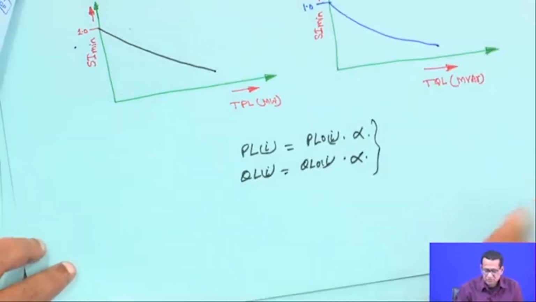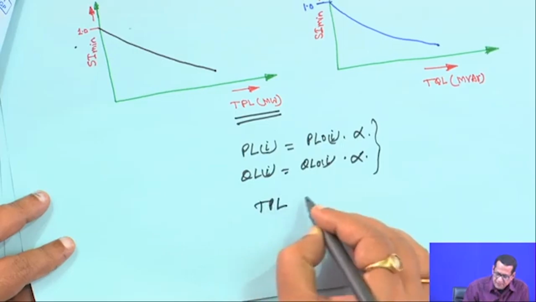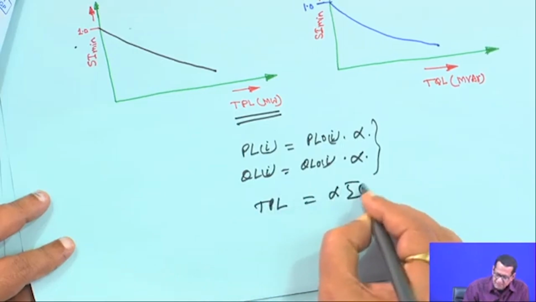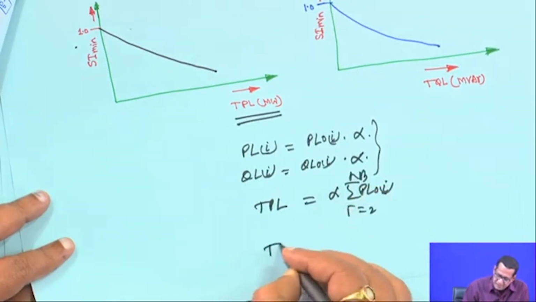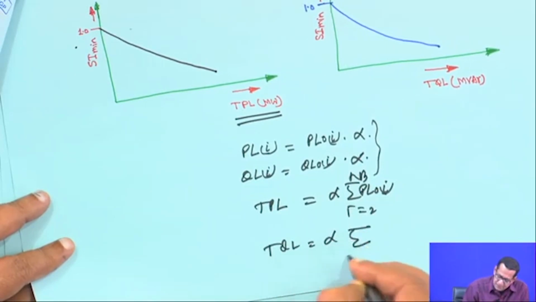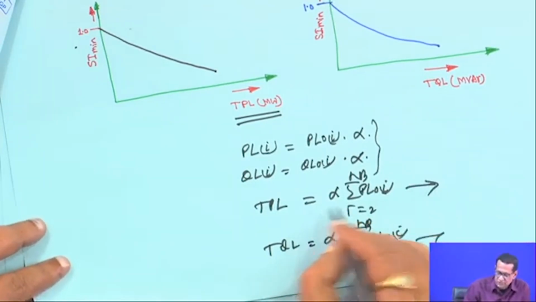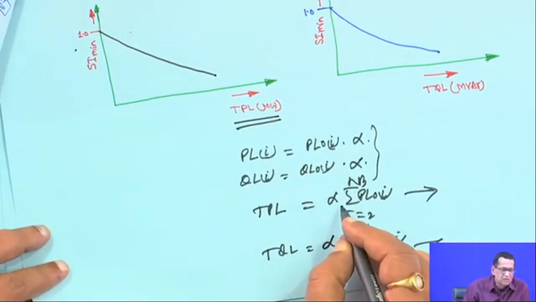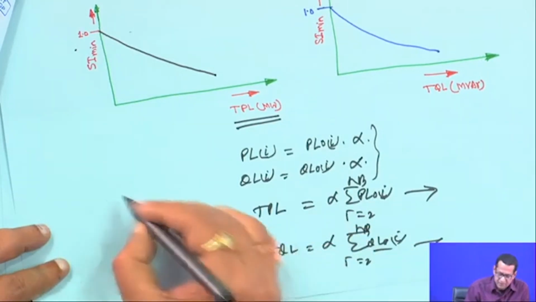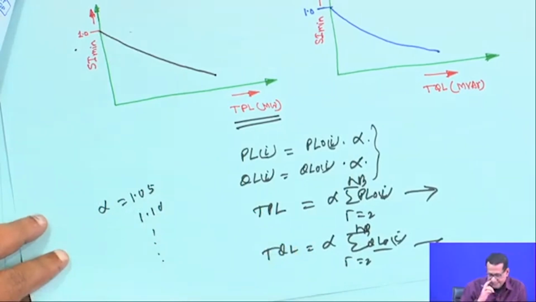So, that means the total load TPL, given in megawatt, is equal to alpha times the sum of PL0 I for I equal to 2 to NB, and TQL is equal to alpha times the sum of QL0 I for I equal to 2 to NB, right. So, this TPL is the total load. Now, assuming that the loads of all the nodes are increased uniformly, for example alpha is equal to, say, 1.05, 1.10, this way you go on increasing, right.